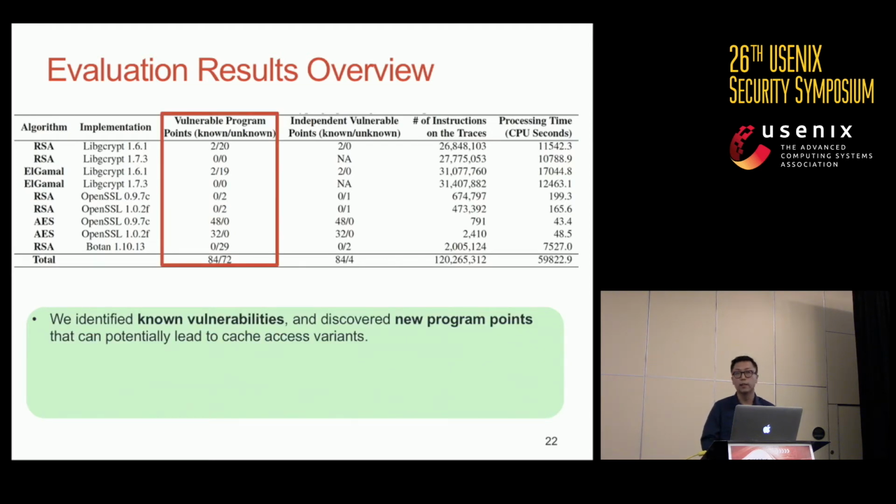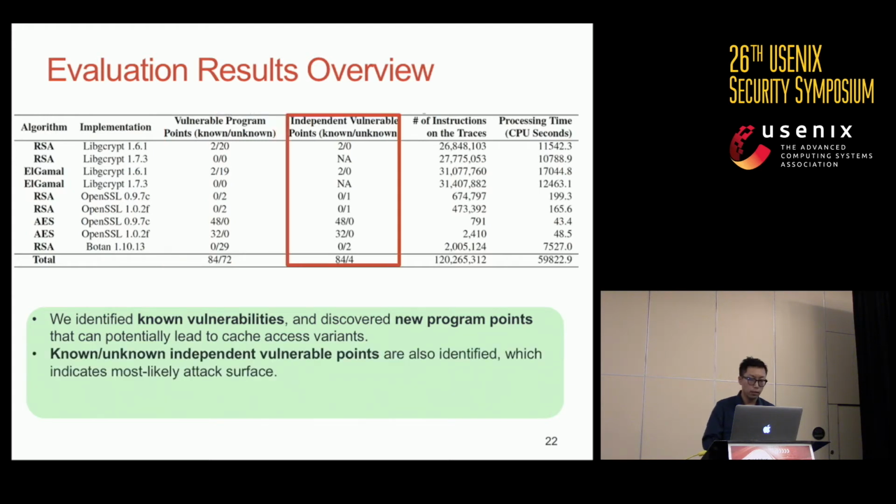This is the evaluation overview of our research. Essentially, we identify some known vulnerabilities as well as some new program points that can potentially lead to cache-based timing channel attacks. Like I mentioned before, we put all the identified vulnerable points into the dependent site and the independent site. Here we also identify some known and unknown issues in the independent vulnerable site. Like I mentioned before, this would indicate the most likely attack surface of your software system.